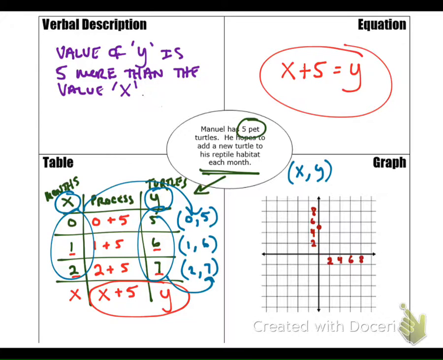at 0, 5. Now, when x is 1, 1 is halfway between my 0 and 2. My y value is 6. When I have 2, I'm at 7. When I'm at 3, I know I would be at 8. And we can look at this because now I can make predictions. Well, based on this pattern, when I was at 4 months, I would be at 9. When I was at 5 months, I would be at 10.